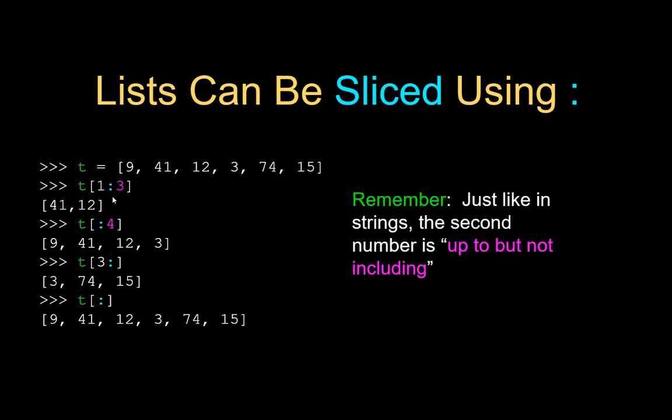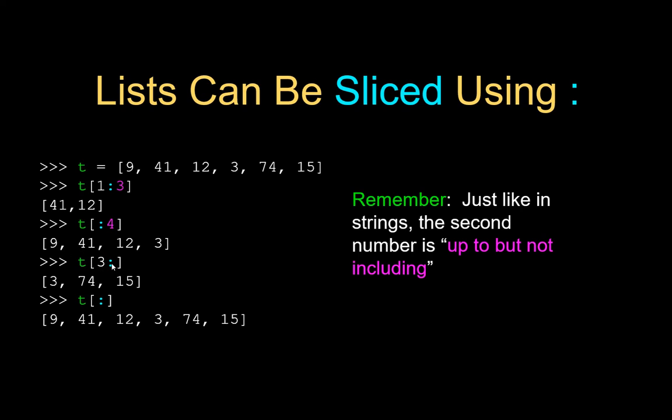I'm sorry, the colon, not comma, the colon. So here we're going to slice from the beginning to the third position. So beginning is 9, position 0, position 1, position 2, position 3. This is the slice that we take out, and you can see it here.